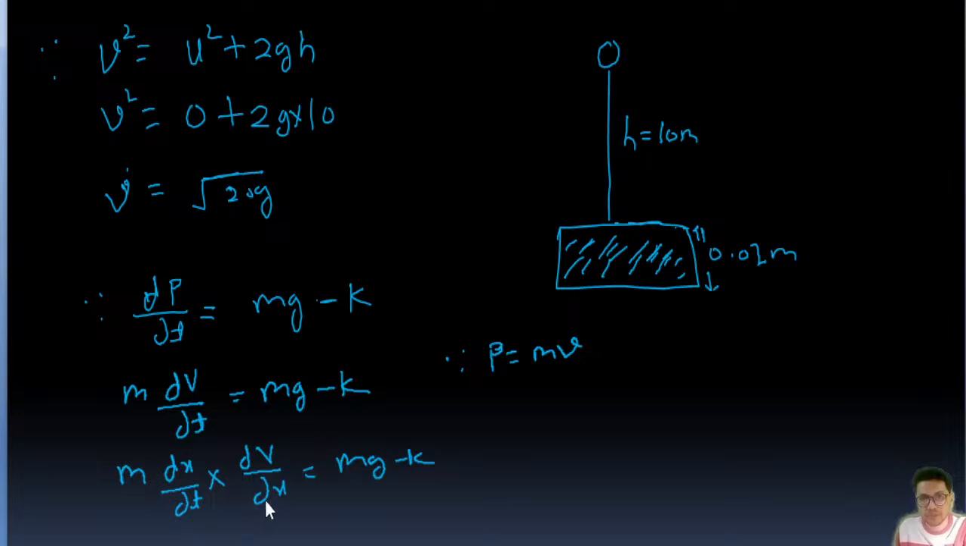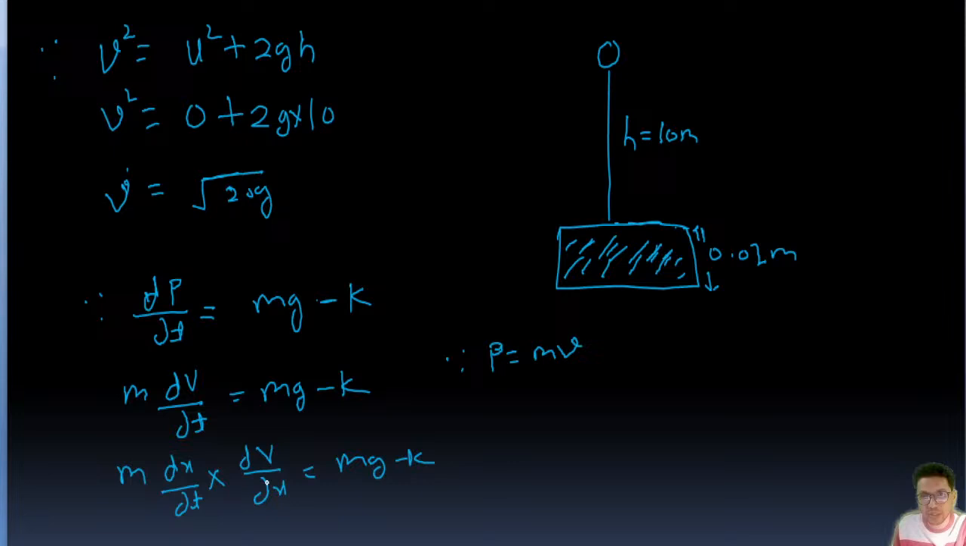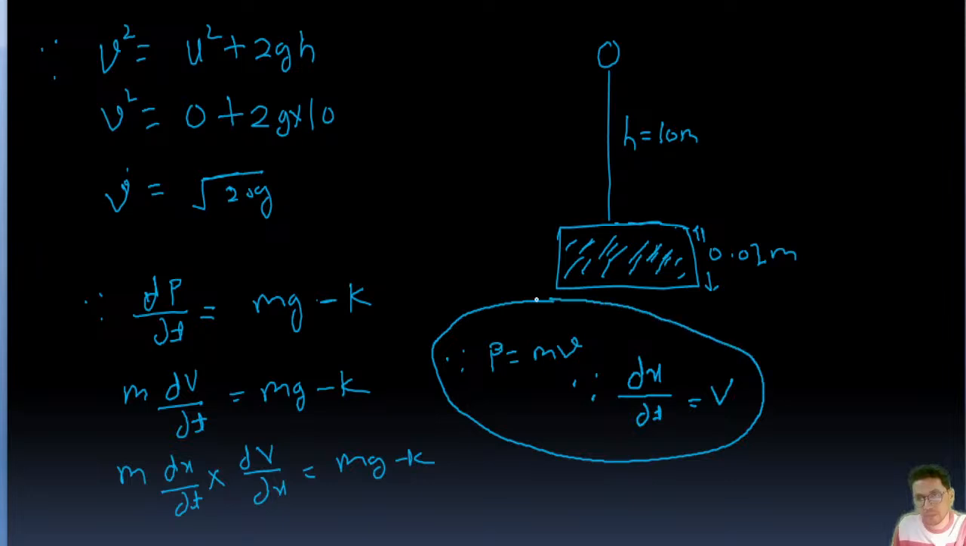So I have just multiplied by dx and divided by dx. So we can do it, right? Now dx upon dt is going to be v, since we know dx upon dt is velocity. So this is going to be mv, and this one is dv upon dx. So we'll write mv dv upon dx.